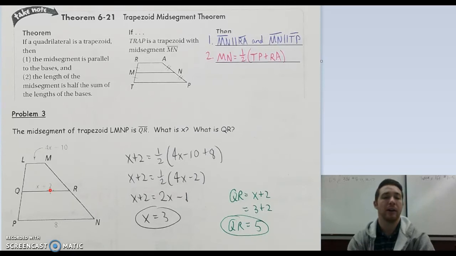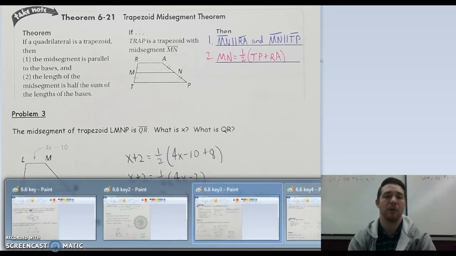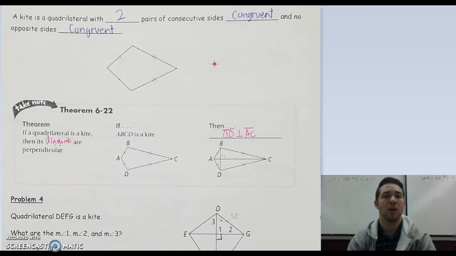Since QR was x plus 2, and I know that x is 3, QR is going to end up being 5. So pretty similar to how we use those in a triangle. So we talked about trapezoids, so now we're adding in our rules for kites. A kite is a quadrilateral with two pairs of consecutive sides that are congruent, but also no opposite sides that are congruent. So this is again not a parallelogram.